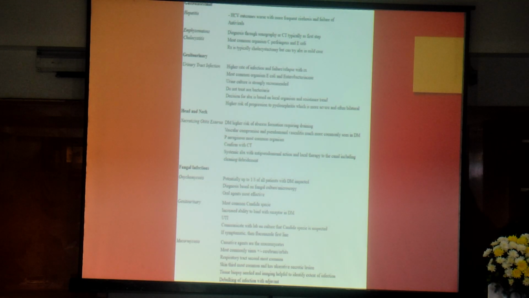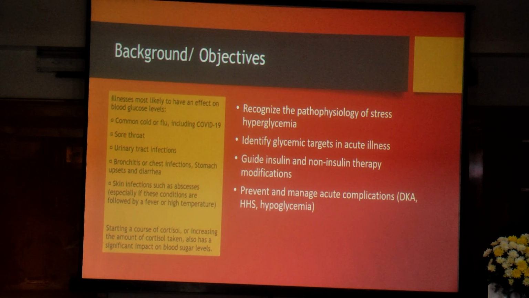Urinary tract infections also have a very high rate of infection and failure and relapse with treatment as well. Most common organisms are E. coli and Enterobacteriaceae. Urine culture is strongly recommended for those with diabetes, and we should not treat indiscriminately with antibiotics without knowing which organism it is and which antibiotic it is sensitive to. There is a higher risk of progression to pyelonephritis, which needs to be kept in mind. Again, you have many others, including the fungal infections as well.